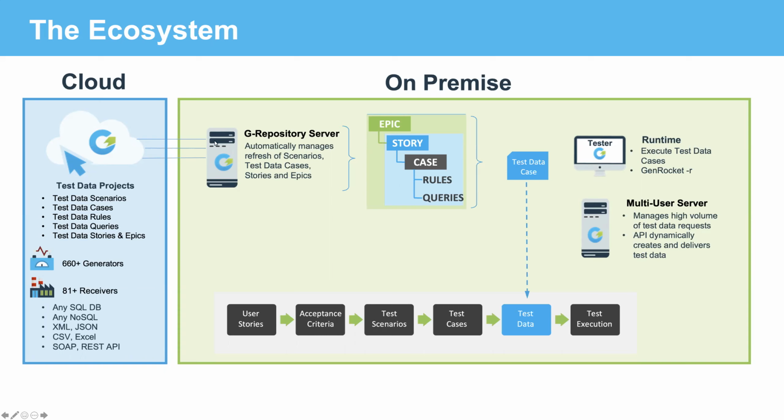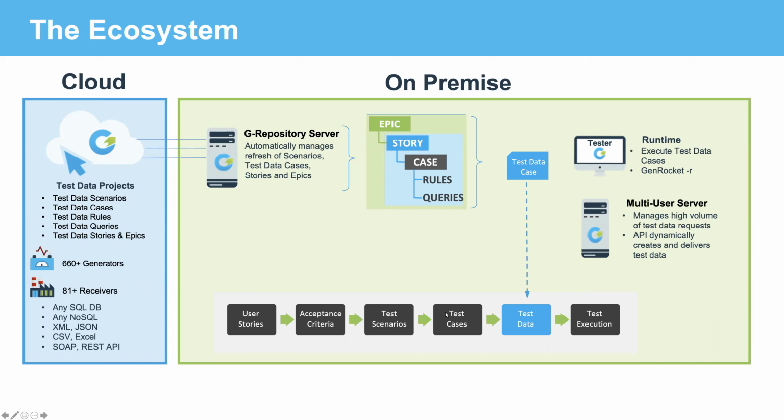Now, those sync over to a repository service, kind of like Git, except specifically for GenRocket. And this automatically manages the refreshing of scenarios, the cases, the stories, the epics, the configuration files. All of this that gets set up as a project auto syncs over here. So a user, a tester, doesn't have to worry about any of that. That automatically synced.